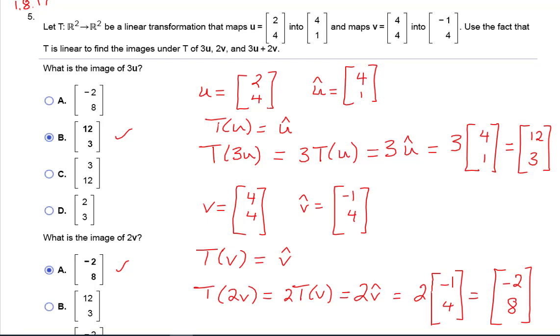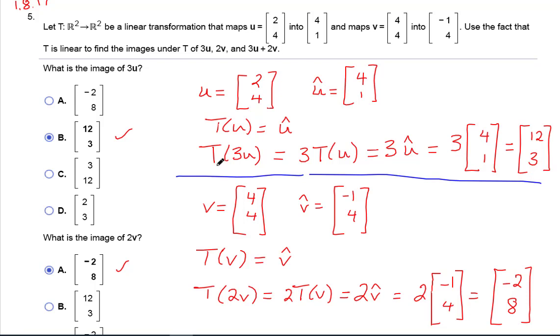All right, so here we know that T, which is a transformation from R2 to R2, is going to map 2, 4 into 4, 1. So here's U. It goes into U hat. So T of U is U hat. And V gets mapped into -1, 4. All right, so separate them here so it's easier to see.